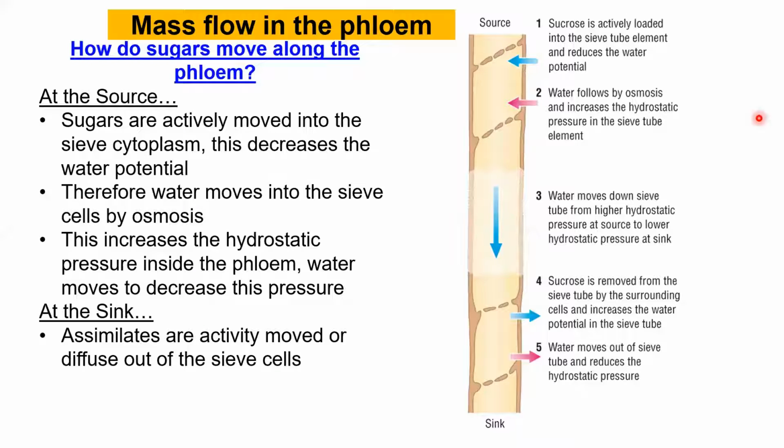So this is another version. You can use these for your notes. How do sugars move along the phloem? So see what is happening. Number one, sucrose is actively loaded into the sieve tube element, which reduces the water potential.